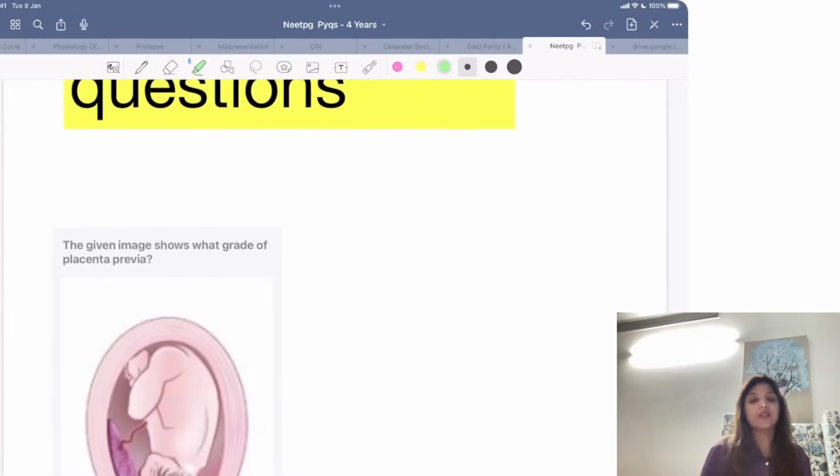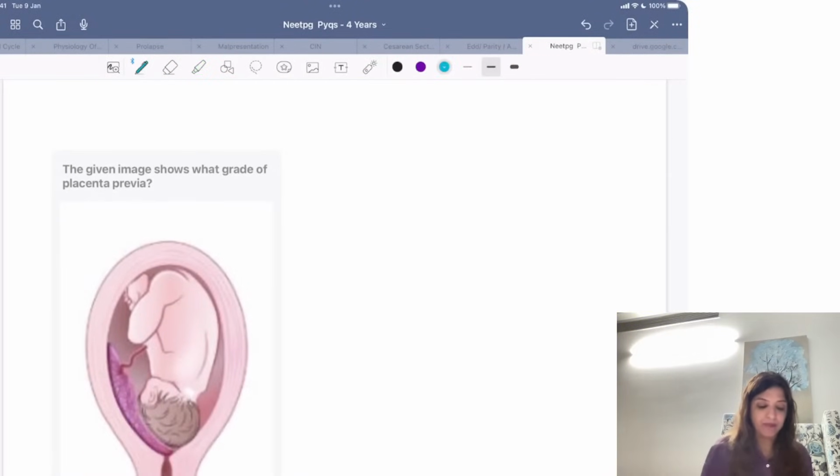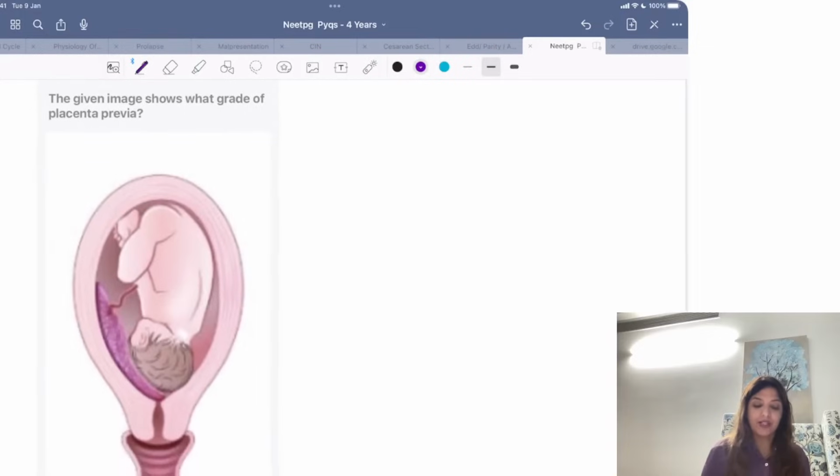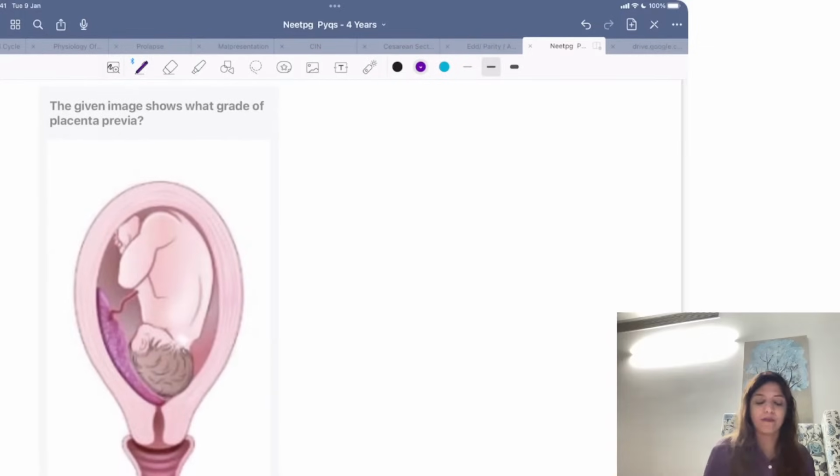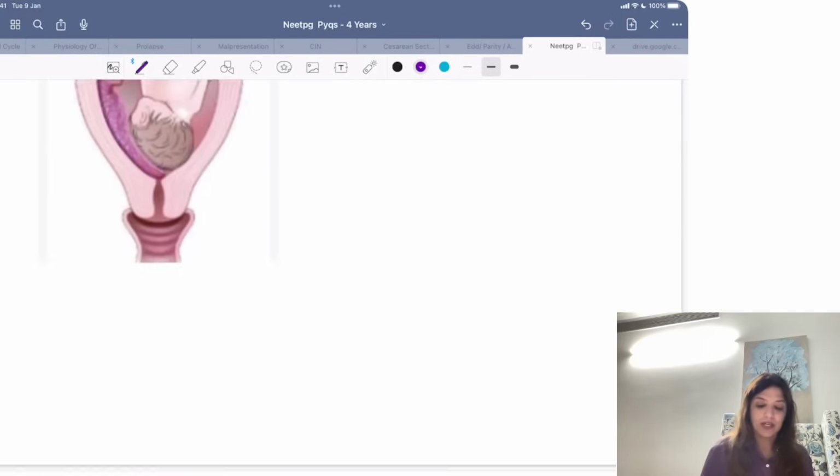Now, there were certain image-based questions which have come. So this question we've already discussed, where you had to tell the grade of placenta previa, and I told you this is type 3 placenta previa.